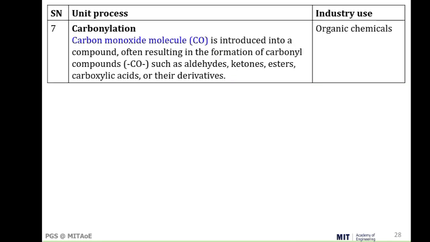So the next unit process is carbonylation. Carbonylation is basically the addition or introduction of a carbon monoxide molecule into a chemical or organic compound, and this often results in the formation of a carbonyl group. This carbonyl group can give different products like aldehydes, ketones, esters and carboxylic acids, or even their derivatives.